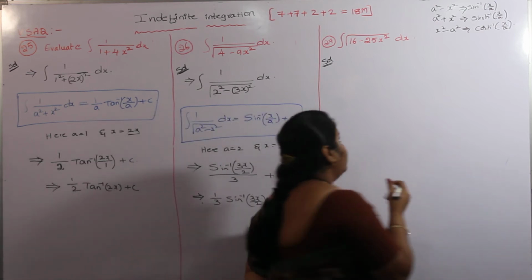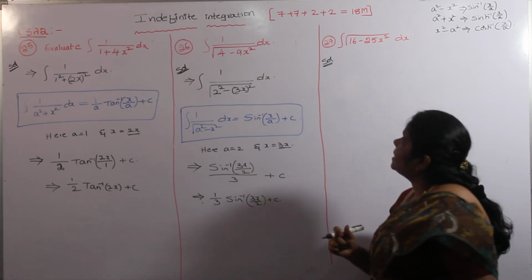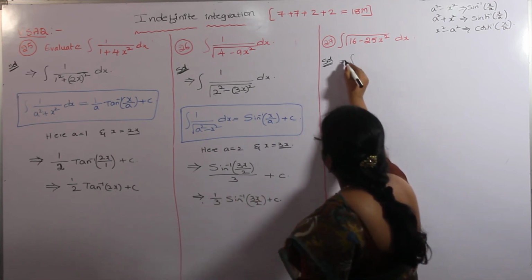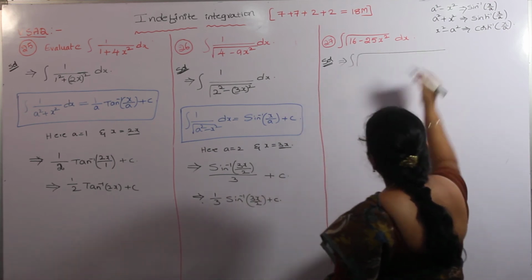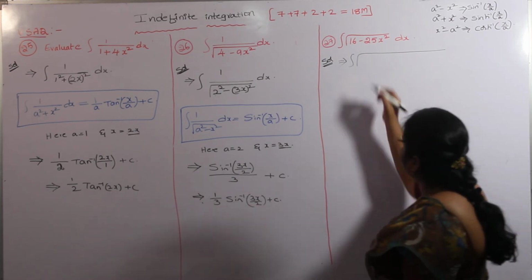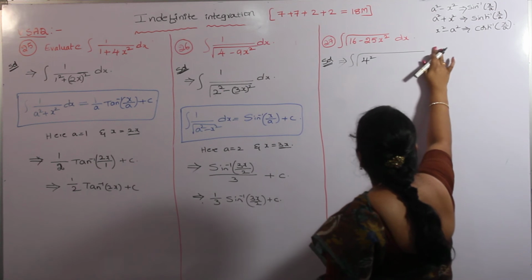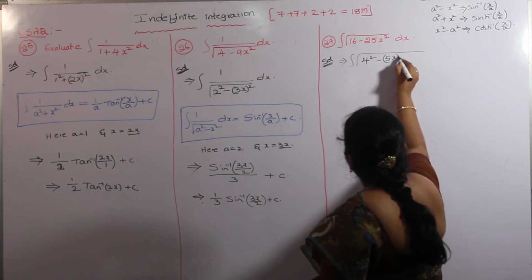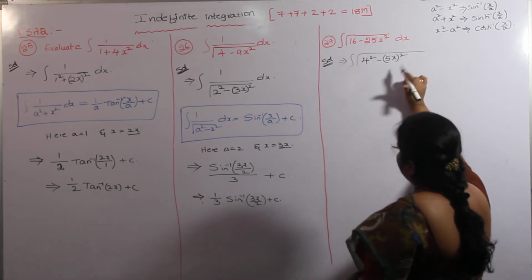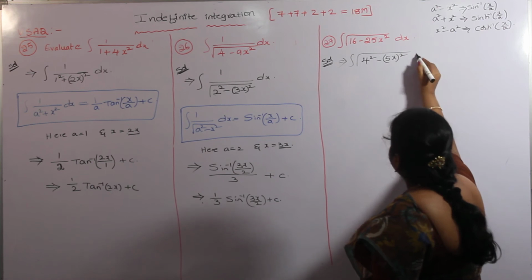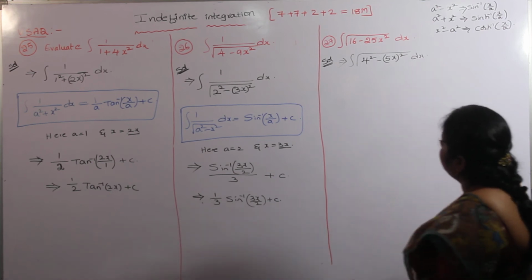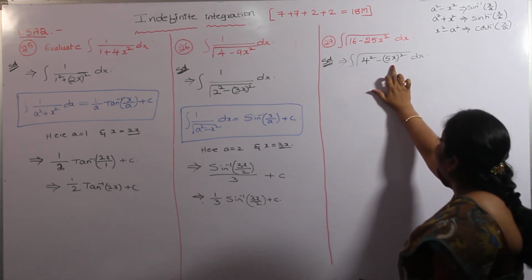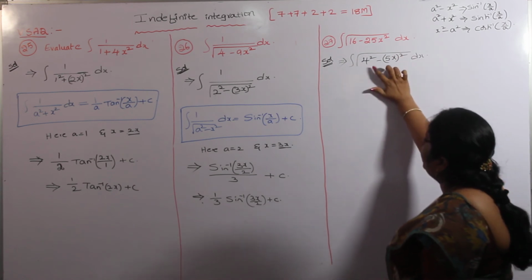Next, third problem. Integral root over 16 minus 25x square dx. This 16 can be written as 4 square, minus 25x square, where 25 can be written as 5 square, and 5 square into x square is 5x whole square, dx. This is in the form of root over a square minus x square. Root over a square minus x square means root in the numerator.